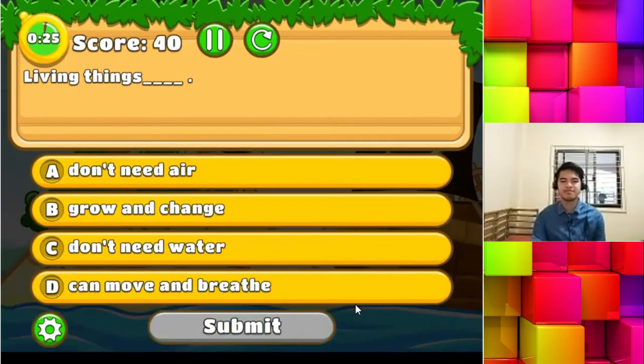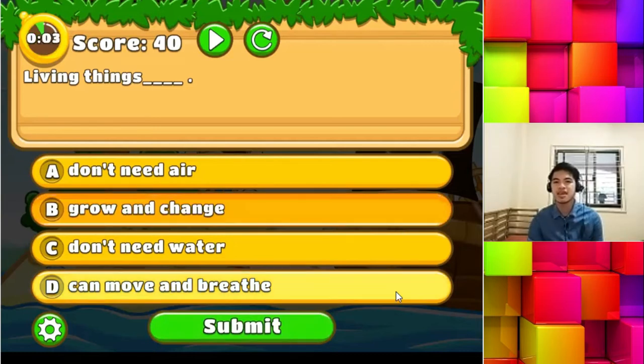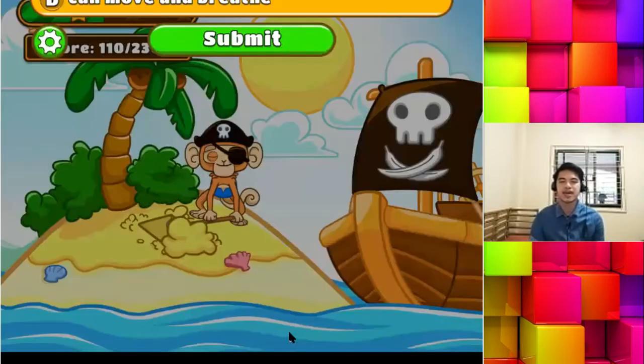Choose two correct answers. Living things, A, don't need air. B, grow and change. C, don't need water. Or D, can move and breathe. What is the correct answer? Very good. Living things can grow and change, and living things can move and breathe. Let's check. Correct.